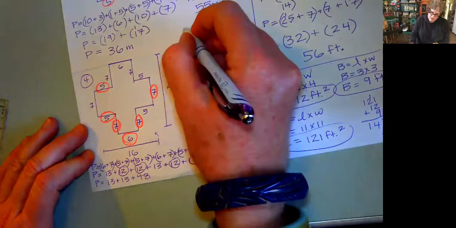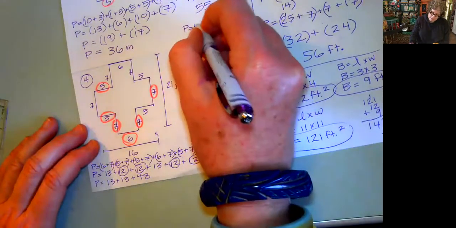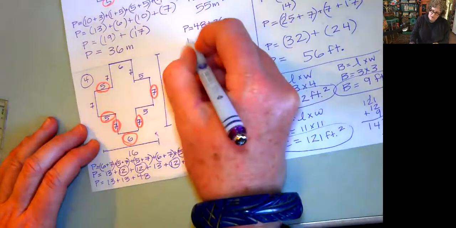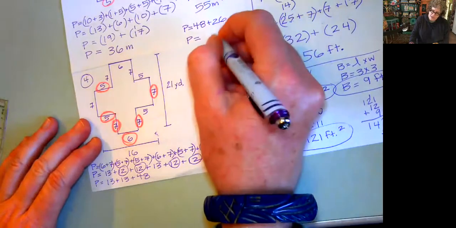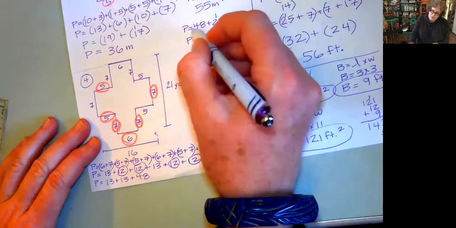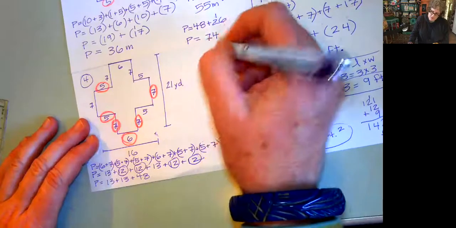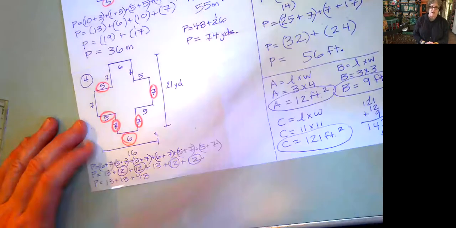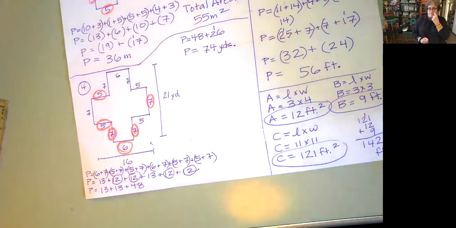Then I'm going to come up here and say perimeter equals 48 plus 26. And so perimeter equals 8 plus 6 is 14, regroup. 4 plus 2 is 6 plus 1 is 7. So it equals 74 yards. And it's not squared because that's the perimeter.